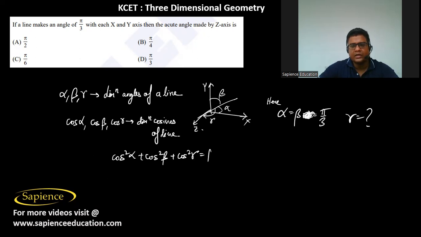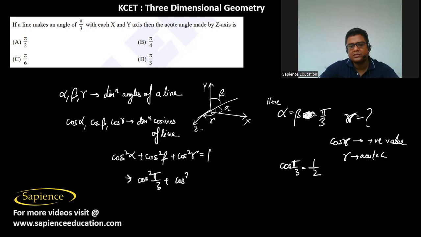It means the acute angle made with the z axis. And since it is an acute angle, cos gamma should have a positive value only. Therefore now cos pi by 3 is cos 60 degree, which is half. So cos square pi by 3, plus cos square pi by 3, plus cos square gamma is equal to 1.